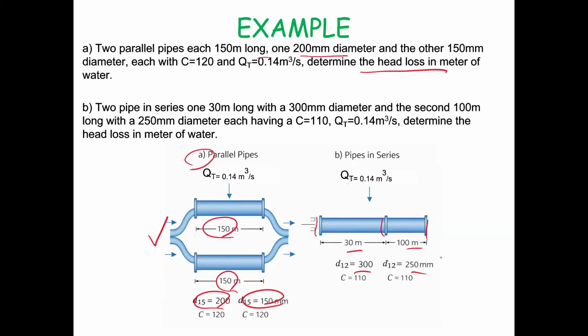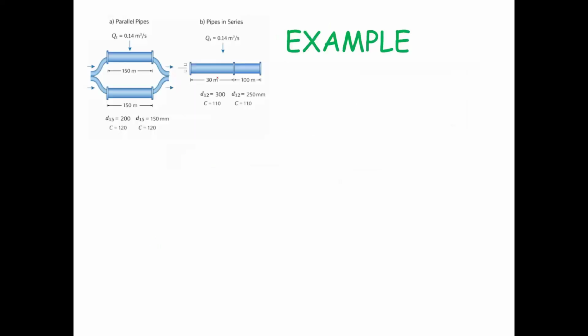And when we are talking about head loss, probably Darcy-Weisbach or Hazen-Williams comes to your mind. You should look at your data. Data says that you have C. Darcy-Weisbach doesn't have C, it has f. So it clearly shows that you should go for Hazen-Williams. I will start with part A, which is the parallel one.